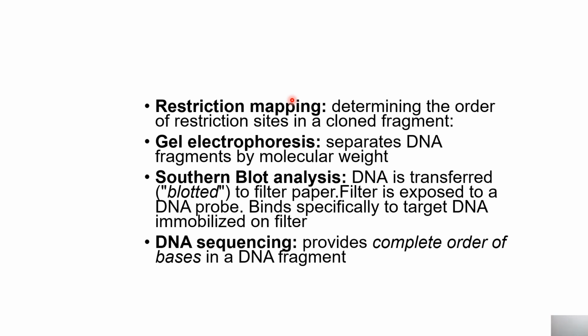If we talk about restriction mapping, basically it is determining the order of restriction sites in a cloned fragment. Basically, cut the fragment using the restriction enzyme and then run it on a gel. Gel electrophoresis means separating DNA fragments by molecular weight. Southern blot analysis is also quite famous. The DNA is transferred or blotted to filter paper, and that is exposed to a DNA probe. It binds specifically to target DNA immobilized on the filter. Then we have DNA sequencing. It provides the complete order of bases in a DNA fragment.